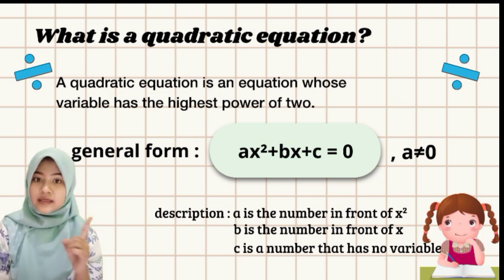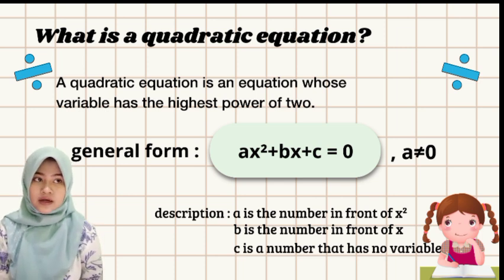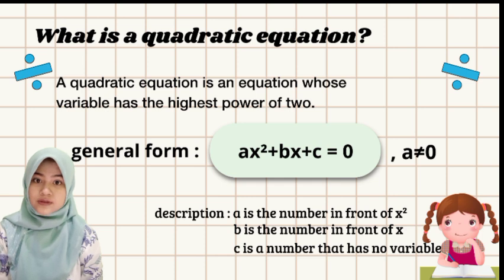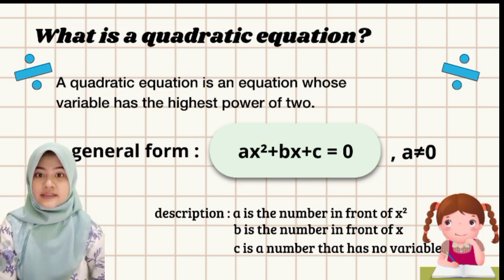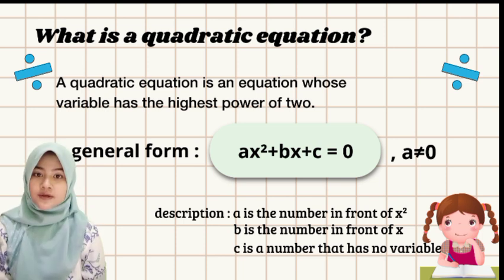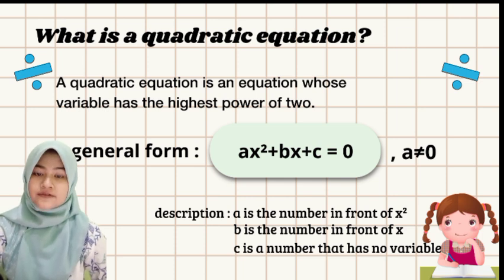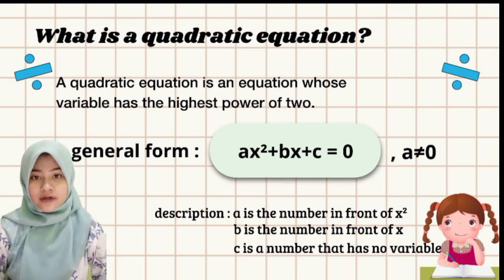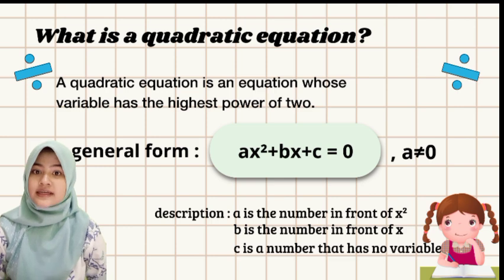Why a not equal to 0? Because if a equals 0, then it becomes 0 times x to the power of 2, which is 0. And this becomes b times x plus c equals 0, which means it's no longer a quadratic equation. With a is the number in front of x to the power of 2, b is the number in front of x, and c is a number that has no variable.